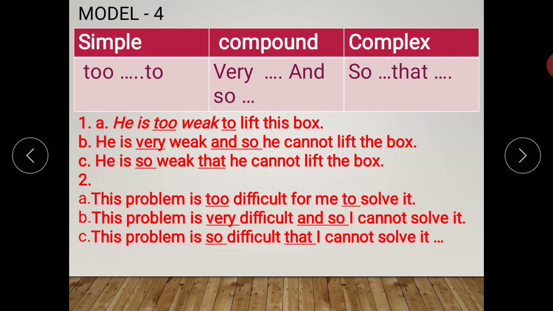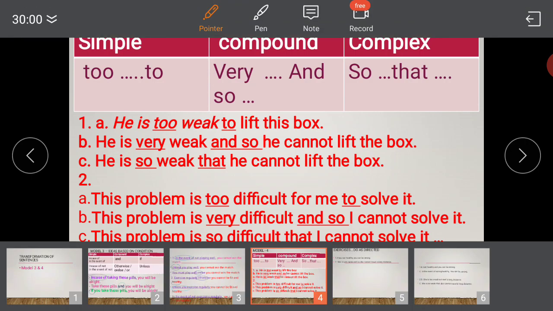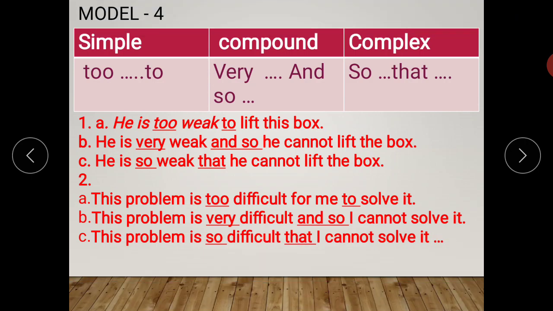Let's see that. This problem is, instead of to, we use very. This problem is very difficult. And so this for me gives us a subject here. Me changes to I. So instead of this me, I am using that as a subject. And so, I cannot, the same cannot I am using because the sentence is in present tense. I cannot solve it. Okay, so this problem is very difficult, and so I cannot solve it.